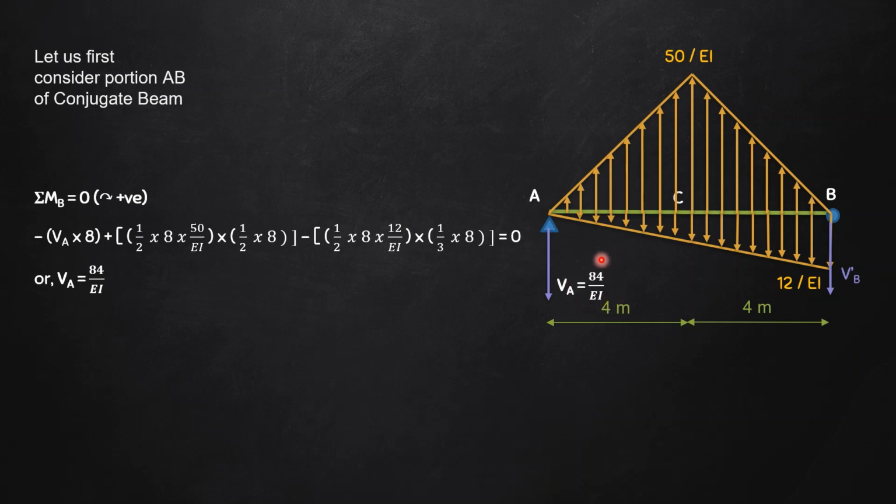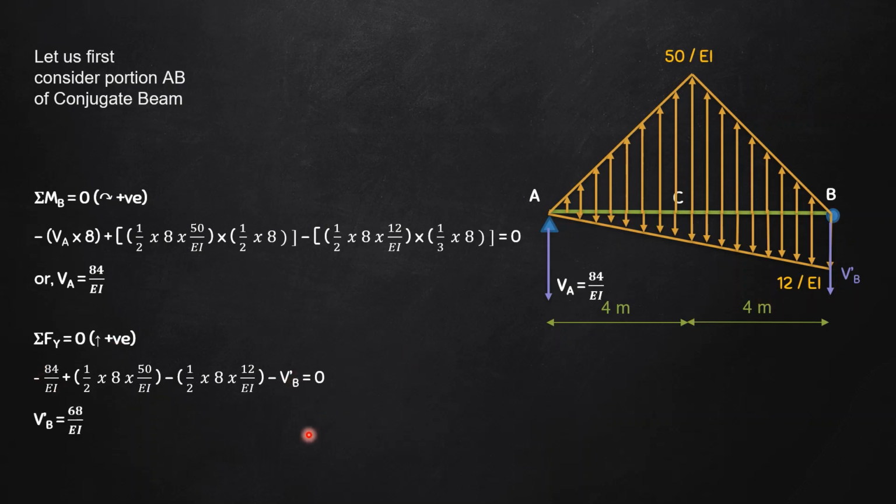Alright, now how to find out V dash B? Use the equation of equilibrium, summation of Fy equals 0, upwards as positive. Let's go from left to right. Minus 84 divided by EI, plus I'll take this triangle, that is half into 8 multiplied by 50 divided by EI, then this triangular load, minus half into 8 into 12 divided by EI, and lastly minus V dash B equals 0. If you solve this, you will get V dash B equals 68 divided by EI. Again, since the value is positive, my chosen direction is correct, that is downwards. So here I can directly write 68 divided by EI.